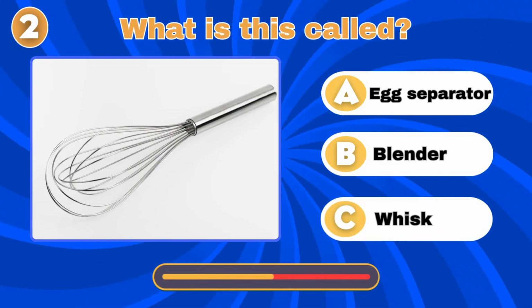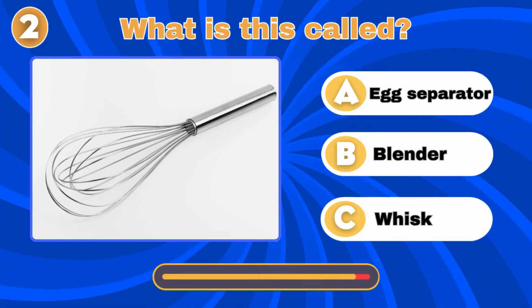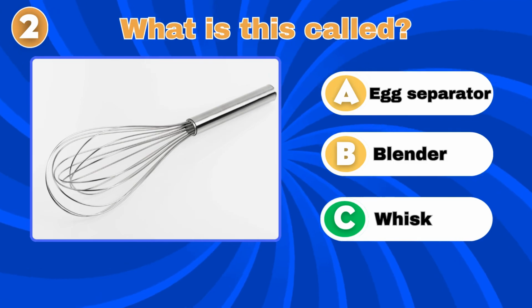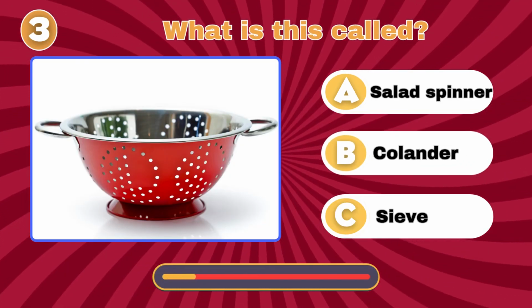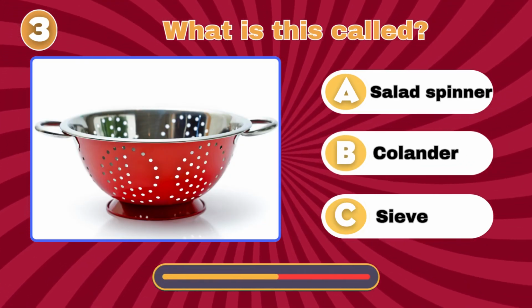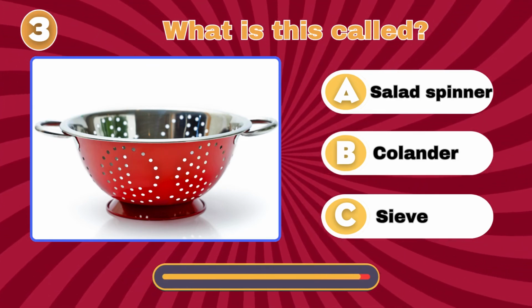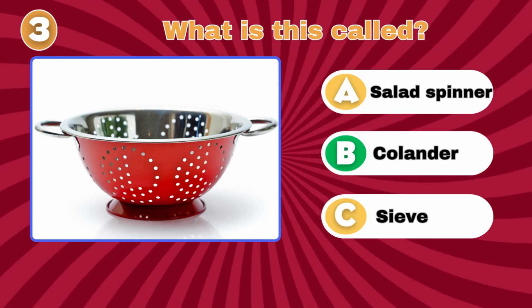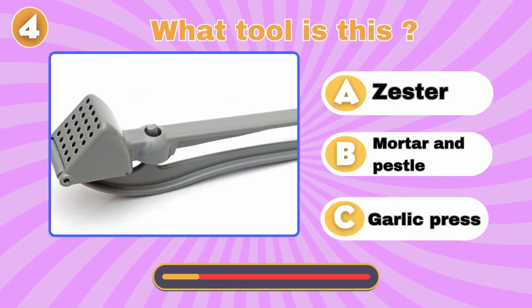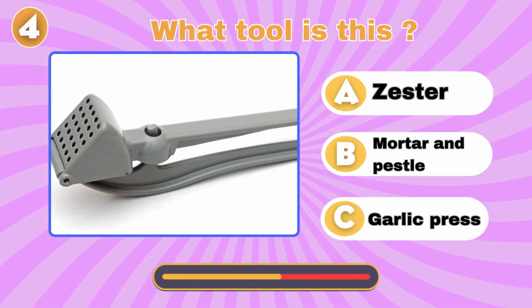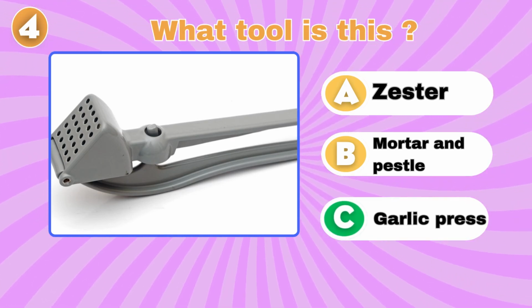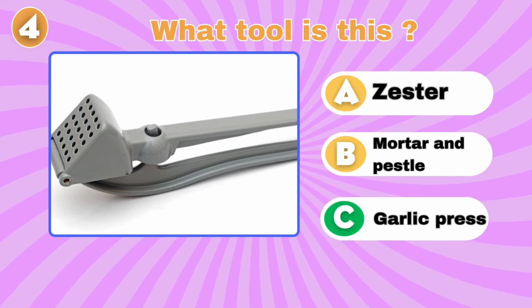And this one looks pretty easy. You got it. It's a whisk. Number 3. Right, it's a colander. And this one? You betcha, it's a garlic press.